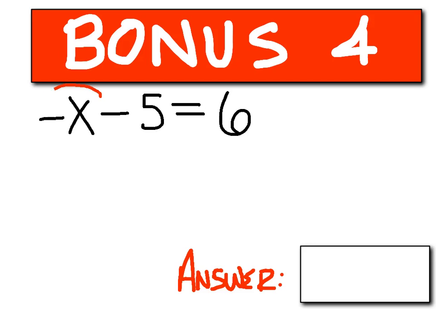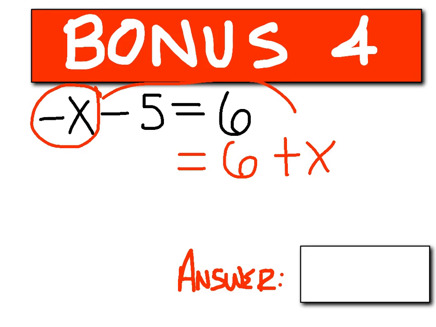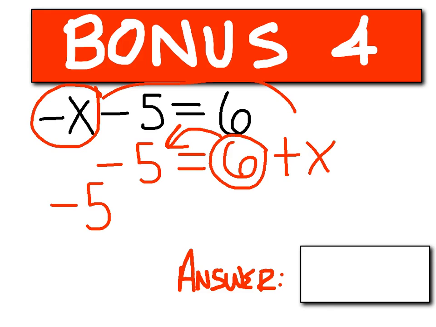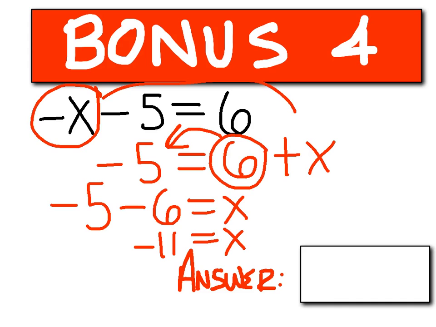Okay, so for this one, we want to bring our negative x to the right side to make it positive. So we'll have 6 plus x on this side, and we'll still have our negative 5 on this side. Alright, so now we want our x by itself, so we take our positive 6 and bring that to the left side. So we have negative 5, our 6 becomes a negative 6, so minus 6 is equal to x. Negative 5 minus 6 will give you negative 11. Alright, so our answer will be negative 11.